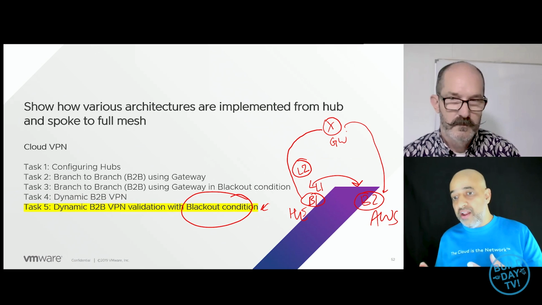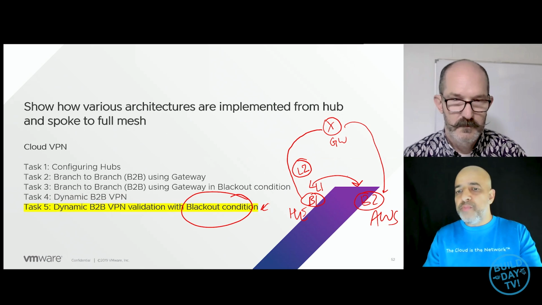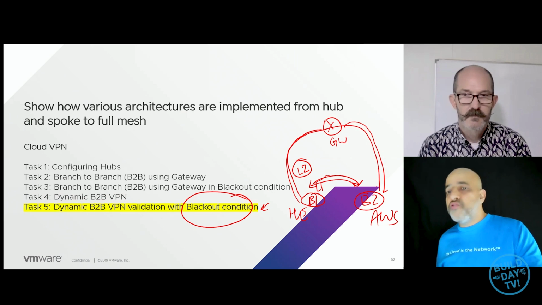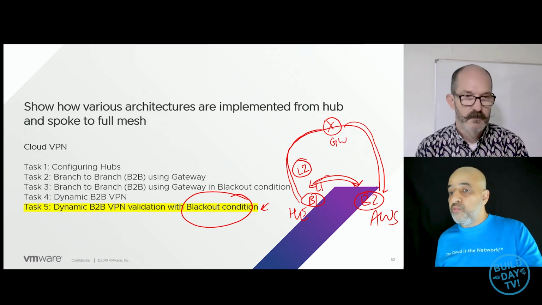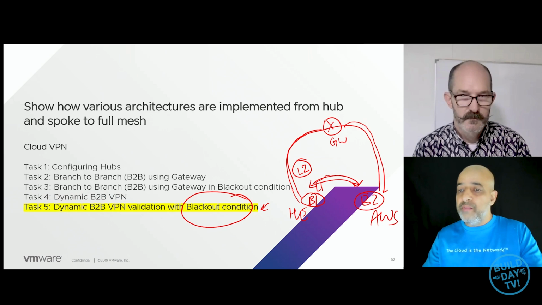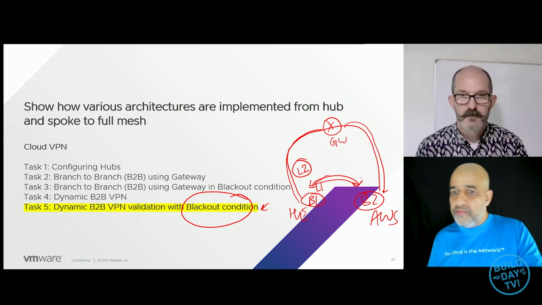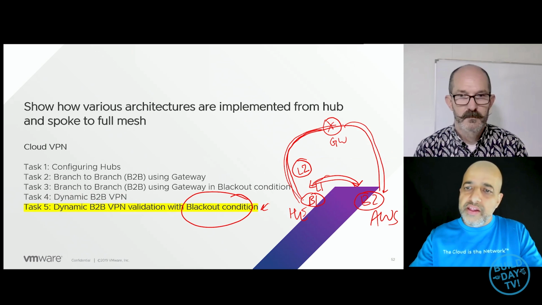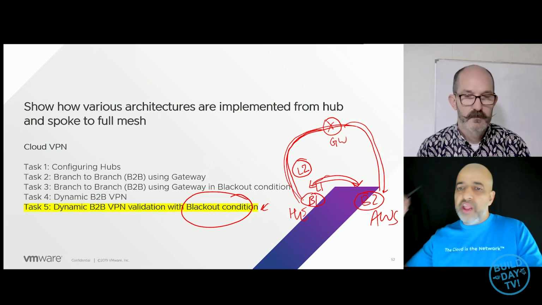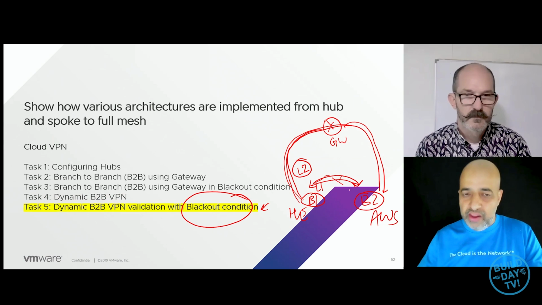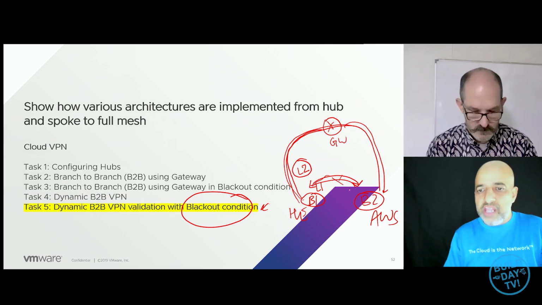In the initial time when the dynamic tunnel is building up, yes, during that time, the initial traffic will get hairpinned to the gateway because we are waiting for this dynamic tunnel to get established. But once the dynamic tunnel gets established, there is no way the traffic should go to the gateway or to the hub, even when there is a blackout or a brownout condition. And that's the use case out here.